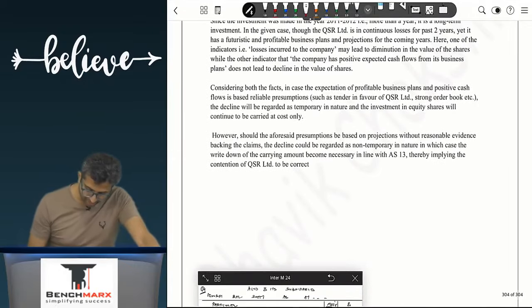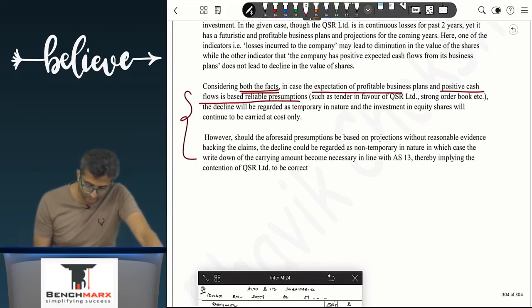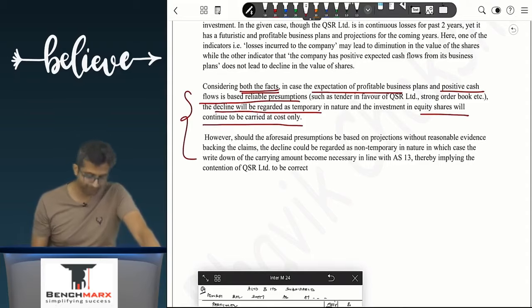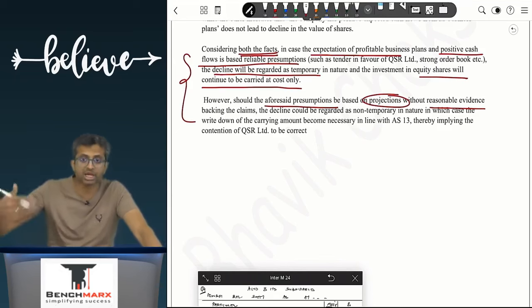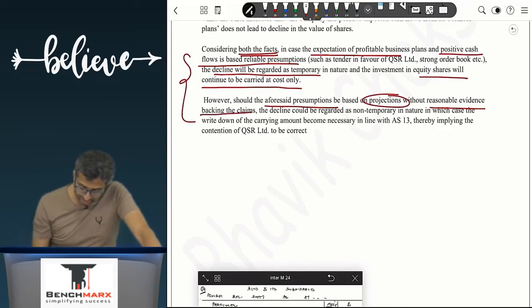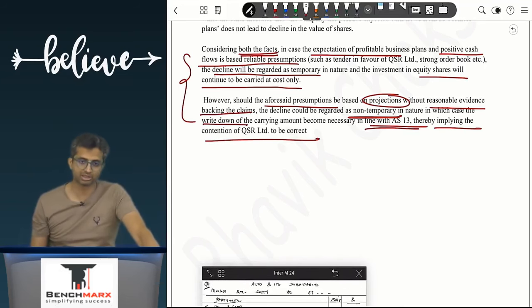There are a lot of things they have written. If you go to the end, we can write a summary solution as well. Considering both facts, in case the expectation of a profitable business plan and positive cash flow is based on reliable presumptions, such as a strong order book in favor of QSR, the decline will be regarded as temporary and the investment will continue to be carried at cost. However, the presumption can be based on projections only if there is reasonable evidence backing the claims that it will make profit. Otherwise the decline would be regarded as non-temporary, in which case writing down the carrying value would be necessary in line with AS-13, implying the contention of QSR is correct. Are we clear with this?